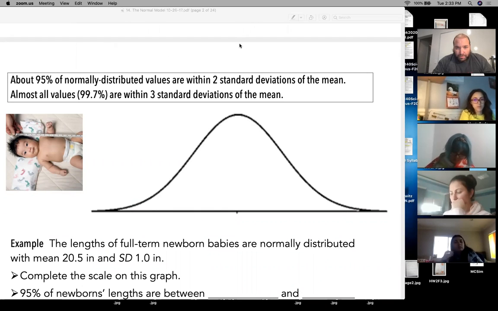The mean is right here in the center. I'm going to try to draw a straight line. I'm getting better at straight lines. How's that? Is that a good straight line?